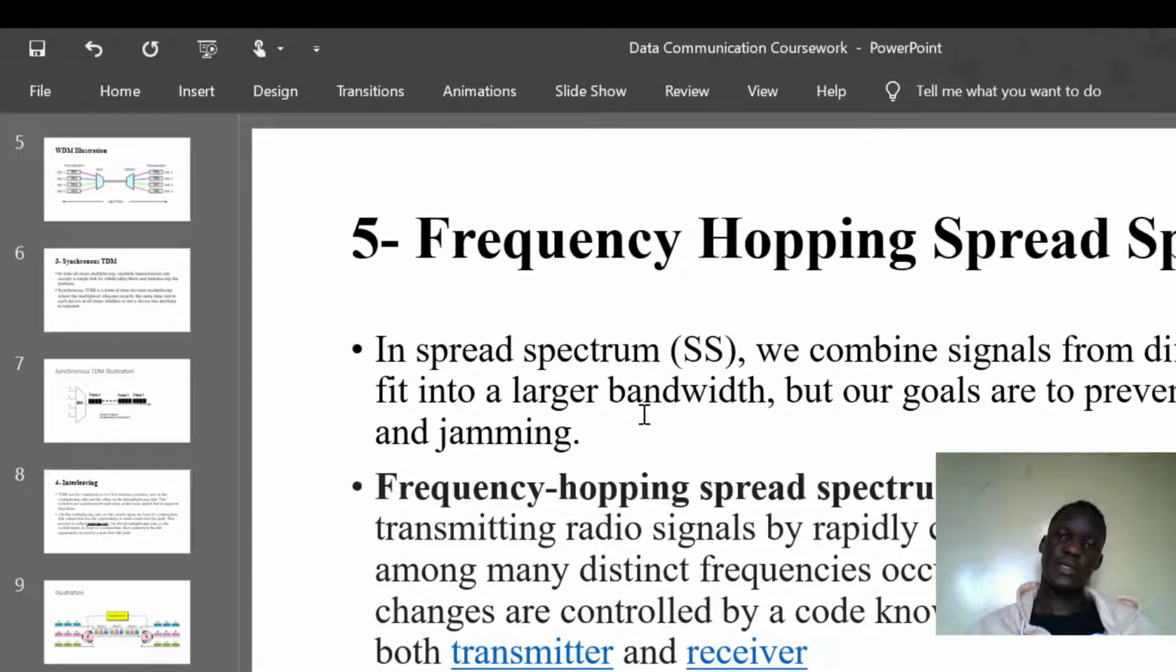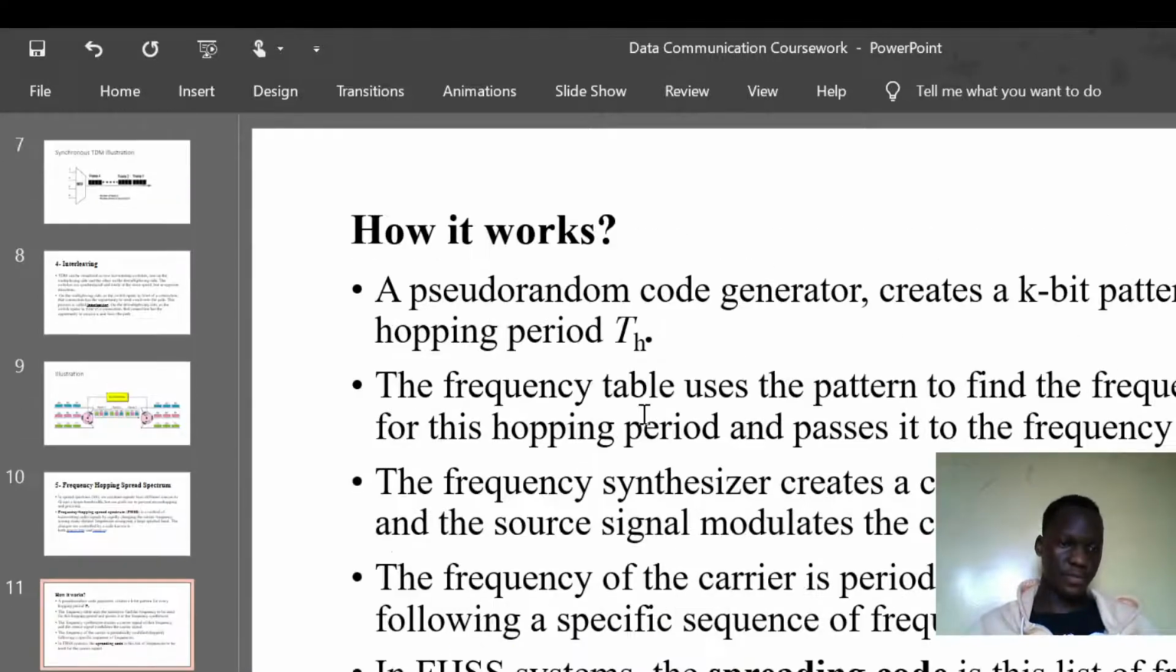Frequency hopping spread spectrum. In spread spectrum, we combine signals from different sources to fit into a larger bandwidth, but our goals are to prevent eavesdropping and jamming. Frequency hopping spread spectrum is a method of transmitting radio signals by rapidly changing the carrier frequency among many distinct frequencies occupying a large spectral band. The changes are controlled by a code known to both the transmitter and the receiver.